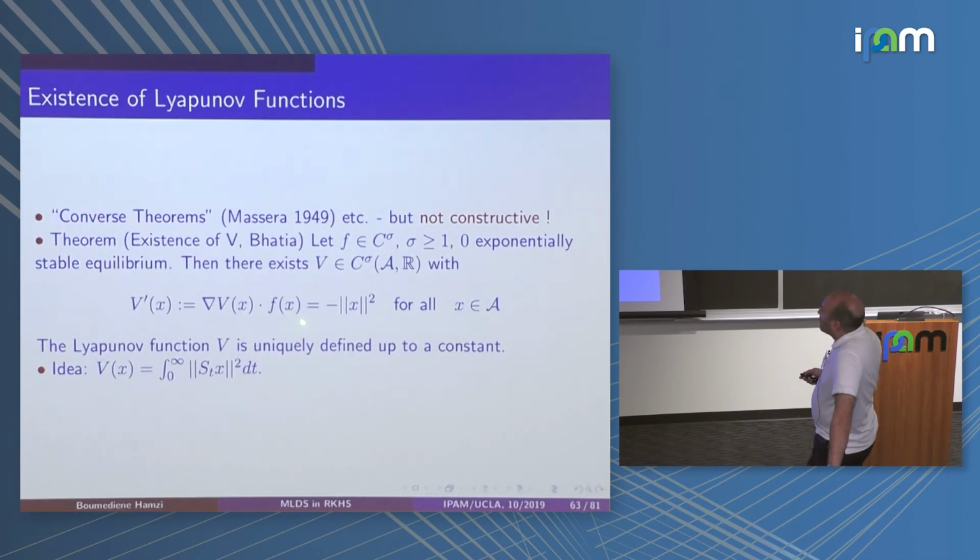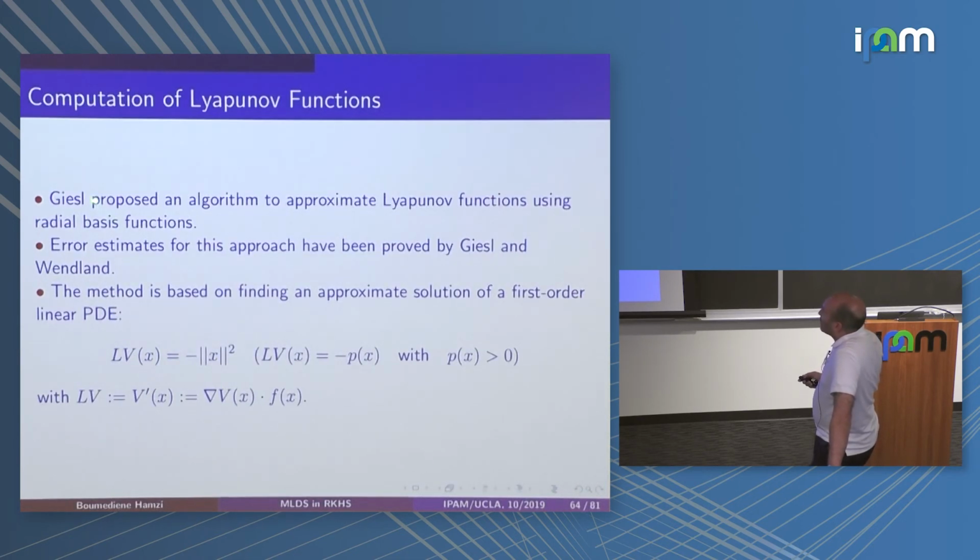There is an interesting result by Bhatia that says that we can impose the right-hand side. Essentially, the Lyapunov equation is a differential inequality. But if we impose the right-hand side as a negative definite function, here it's minus norm of x squared, but in general it's p of x, where p is a negative definite function that satisfies certain conditions, we can construct a Lyapunov function iteratively. So that's essentially what Peter Giesel did.